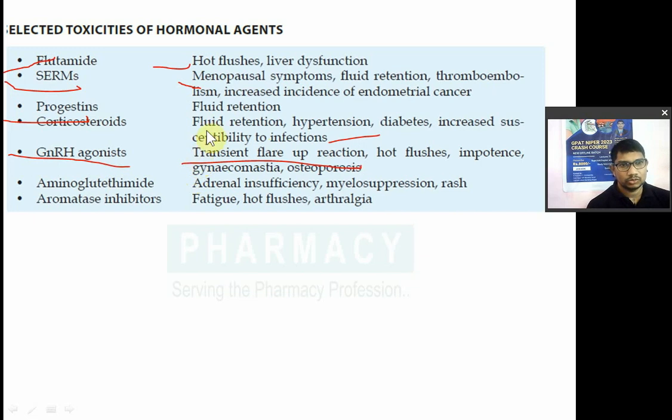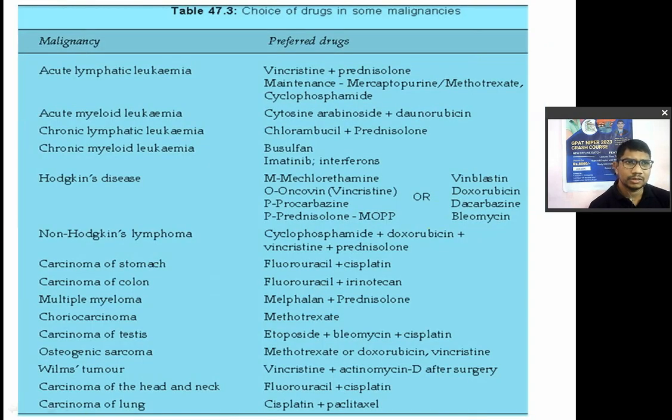So it can cause flare-up reaction, hot flushes, impotence, gynecomastia, and osteoporosis. Aminoglutethimide can cause adrenal insufficiency and myelosuppression. Aromatase inhibitors का क्या करेंगे? Fatigue, hot flushes, arthralgia. Drug of choice in some case of malignancy.